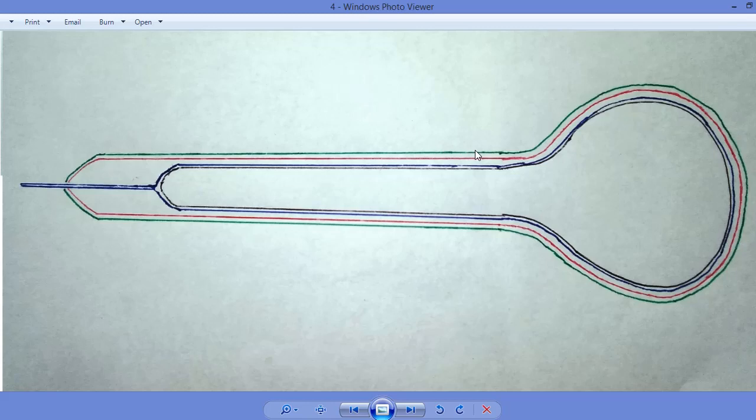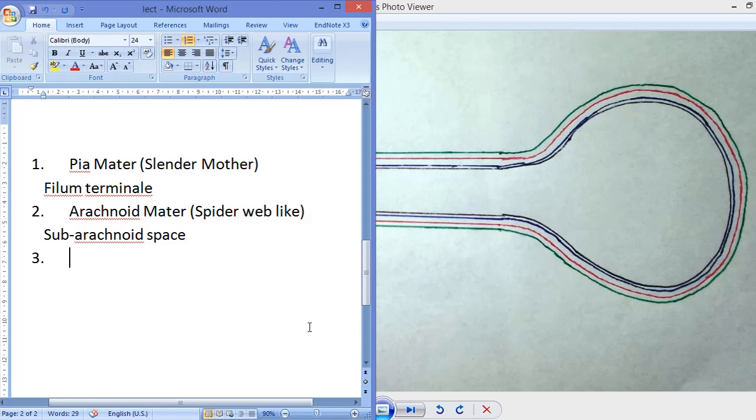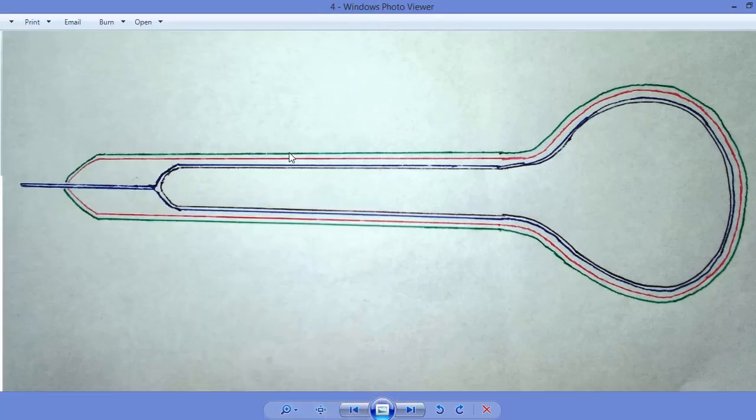And now the third layer, which is a very tough layer, this green color layer, encloses the brain and spinal cord. This is the third layer, or the third meninx of the brain. This is called dura mater. Dura is derived from a Latin word which means tough. So this is the very tough layer which encloses the brain and spinal cord, and this layer is called dura mater. This is the third layer.